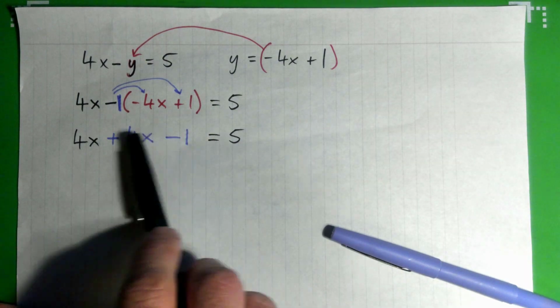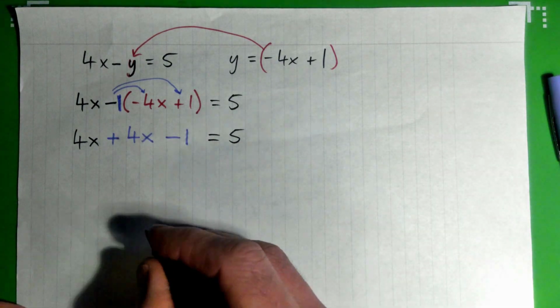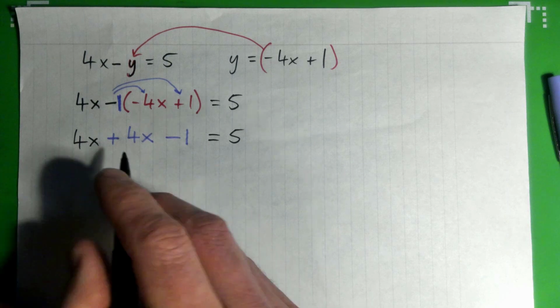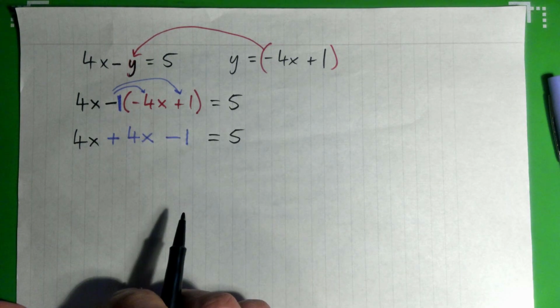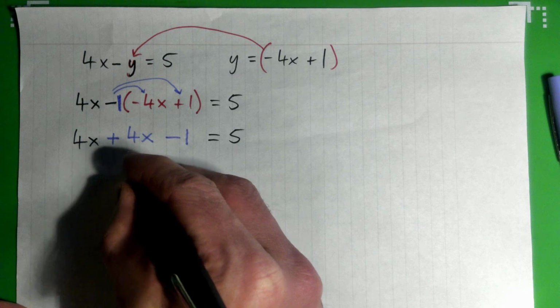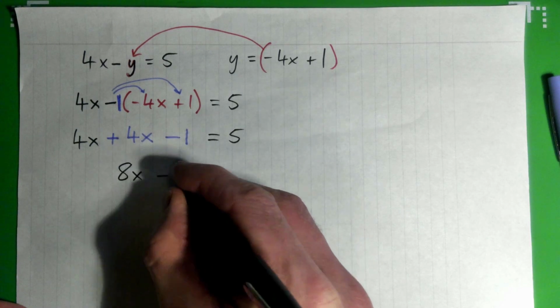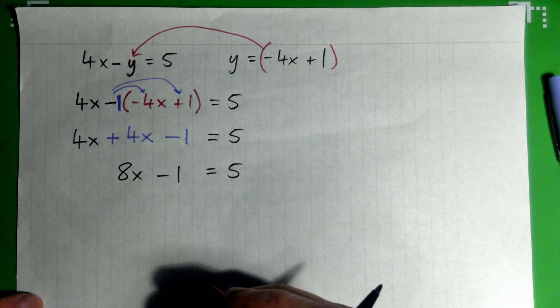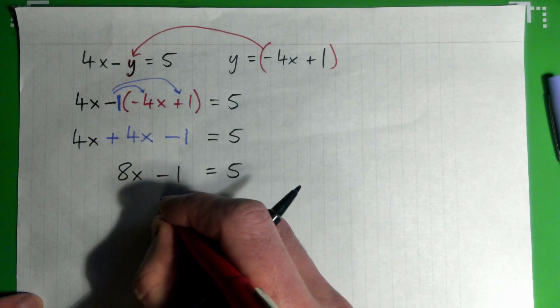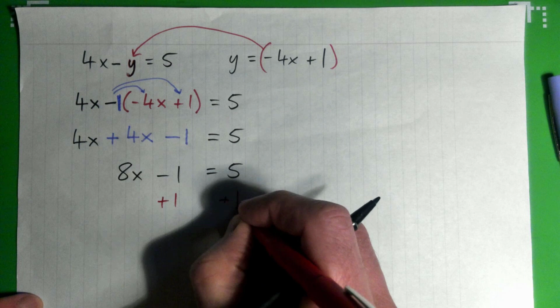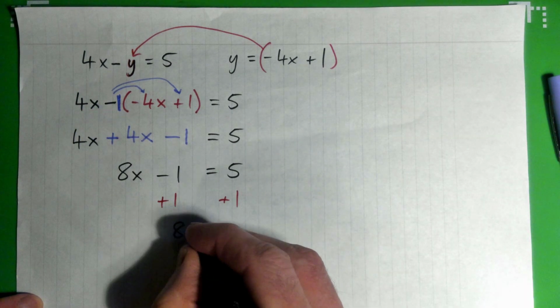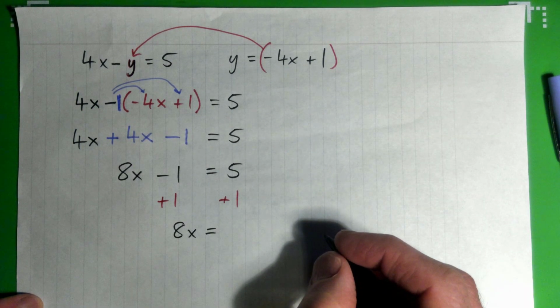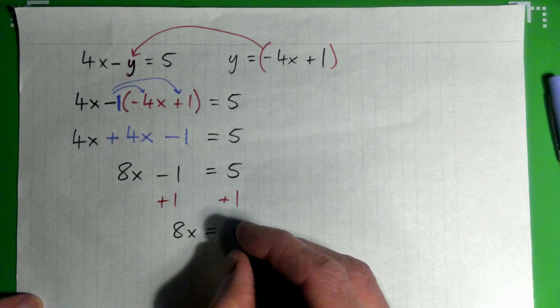So in any case, we have this, and what can we do? Can we simplify, like add like terms? No. Well, 4x plus 4x. Oh, we can? Yep, 8x. Right. And write everything out. Good. And now solve for x. What do we do? We put the +1 on both sides. Yep. Good. So 8x equals. Yep. And now?